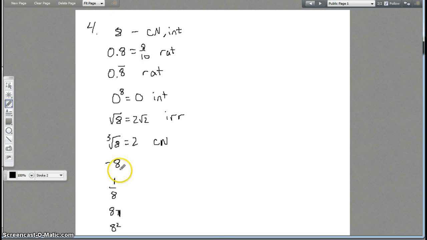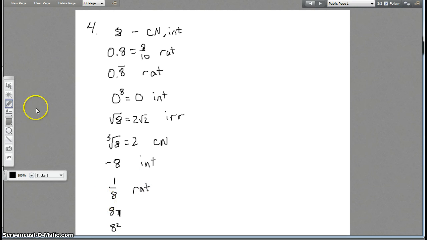Negative 8. Well, it's not a counting number because it's negative. None of our counting numbers are negative. So this is an integer. So I'm going to write int. 1/8. Well, the definition of a rational number is a fraction of two integers. So that is a rational number.